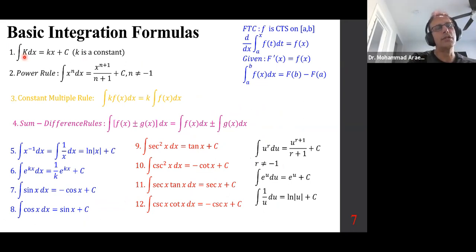If you have a constant, any number times dx, first of all, this tells you the independent variable is x. Therefore, the answer is k times x, the same k times x, and a constant. Here's the power rule. I'm going to quickly go over the power rule and discuss the rest of this for you.